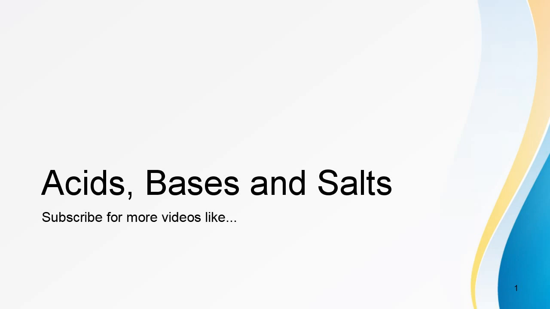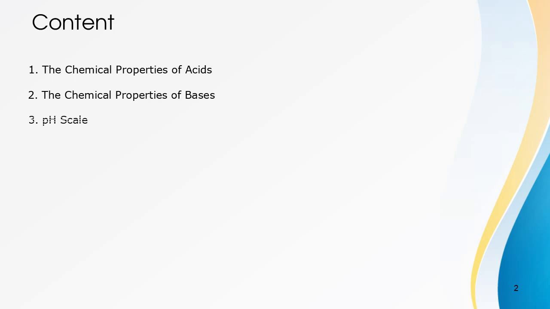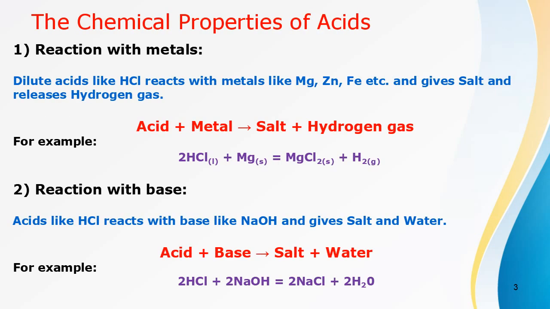Today we are going to learn about acid, base and salt. We will learn about the chemical properties of acid, base and also we will learn about pH scales and salts. First of all, we will learn about the chemical properties of acid.